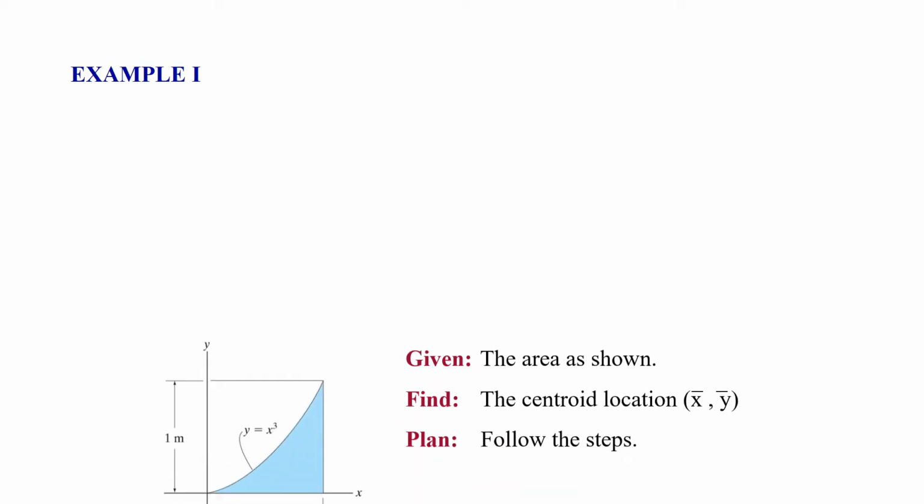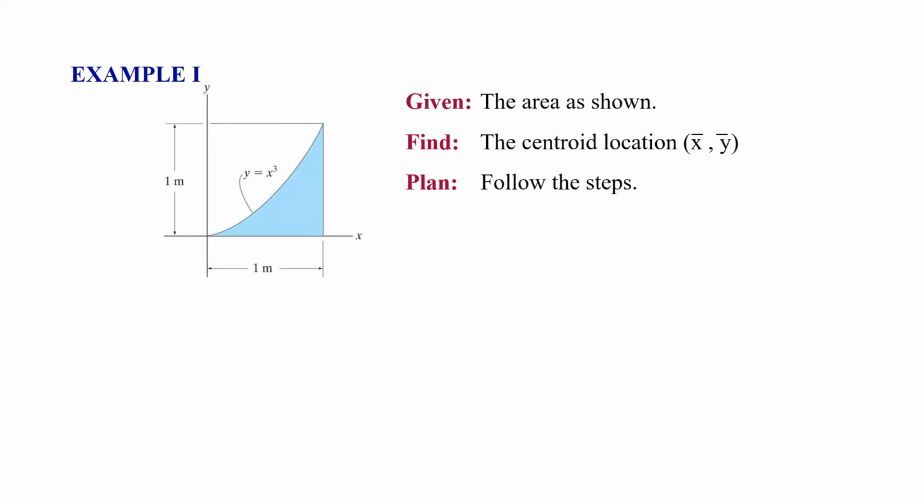Example: suppose we have an odd-shaped area, the shaded blue area, where we can define the relationship of the top as y equals x cubed. So given the area shown, if we want to find the centroid location, both x bar and y bar, we should follow the steps outlined on the previous slide.